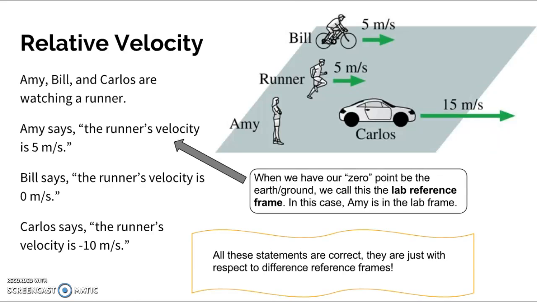Now Bill has the same velocity as the runner. So when he looks over, the runner doesn't really seem to be moving. He doesn't know that there's the ground there. He doesn't notice the motion of the ground moving past the runner. From Bill's point of view, the runner is moving at 0 meters per second. Whereas Carlos is in the speeding car here, moving 15 meters per second. He says the runner's velocity is negative 10 meters per second. All these statements are correct. They're just with respect to different reference frames.